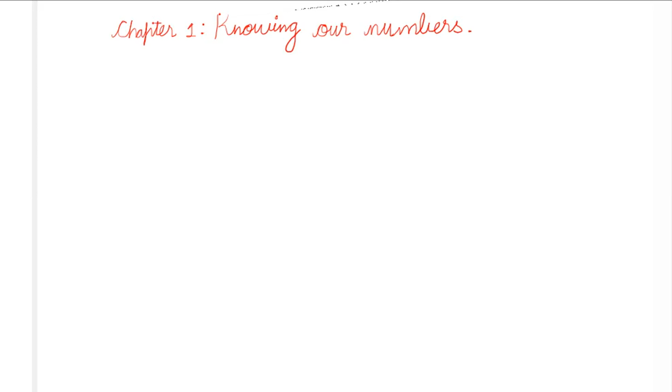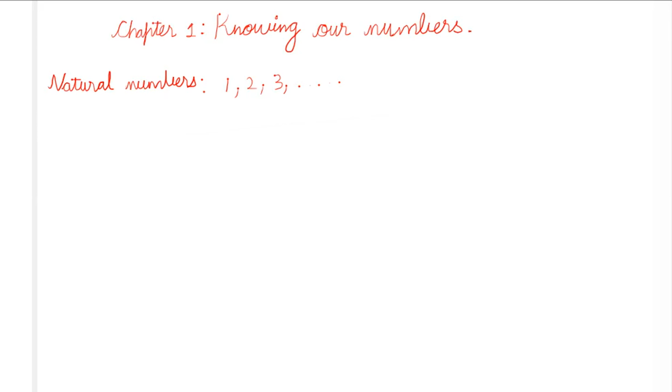So in today's video, we are going to discuss the very first chapter from the NCERT book of grade 6. So the chapter is Knowing Our Numbers. The very first concept which you're going to see in this chapter is what are natural numbers. Natural numbers are nothing but all numbers that start from 1, 2, 3 and go on until infinity.